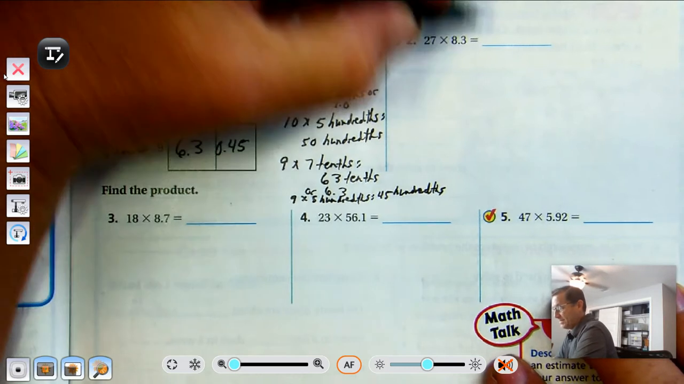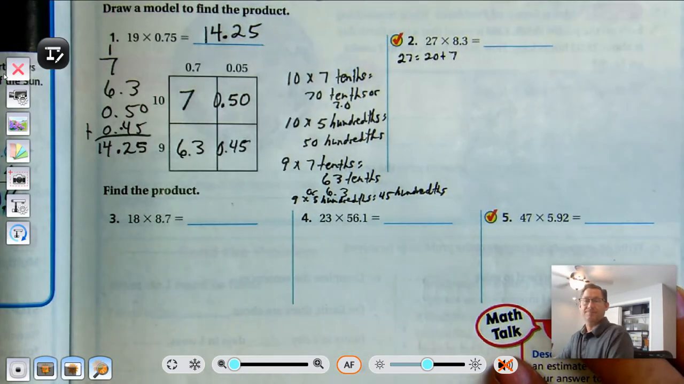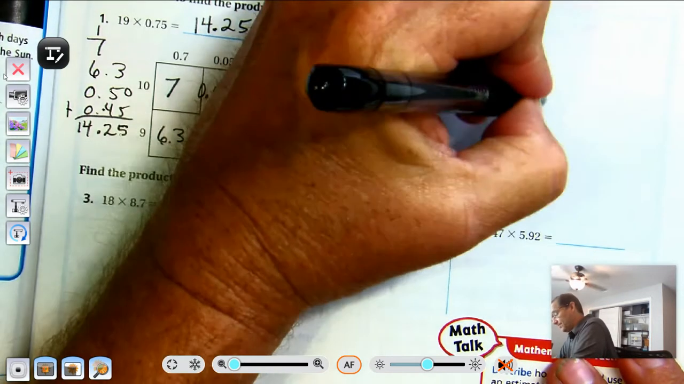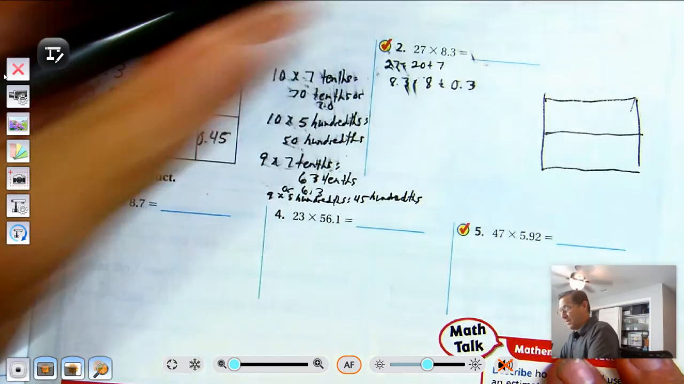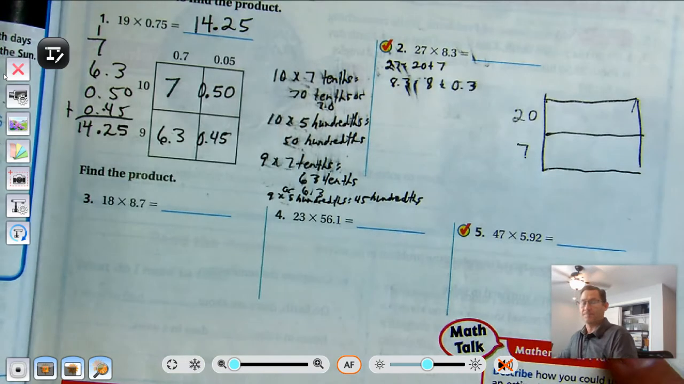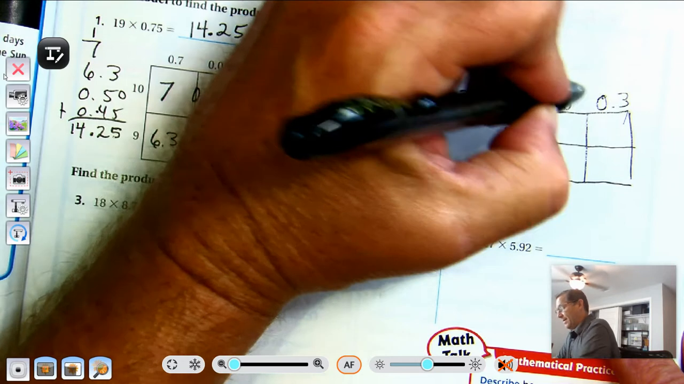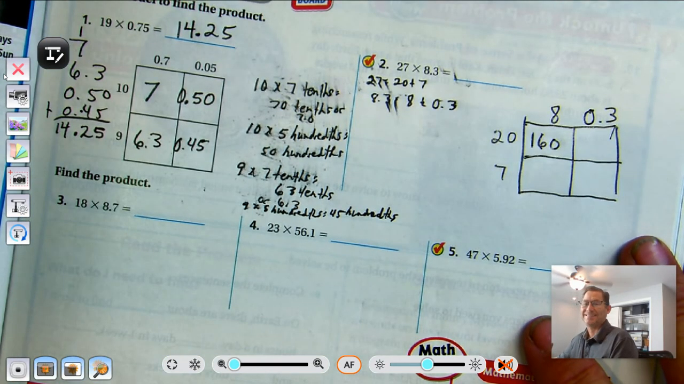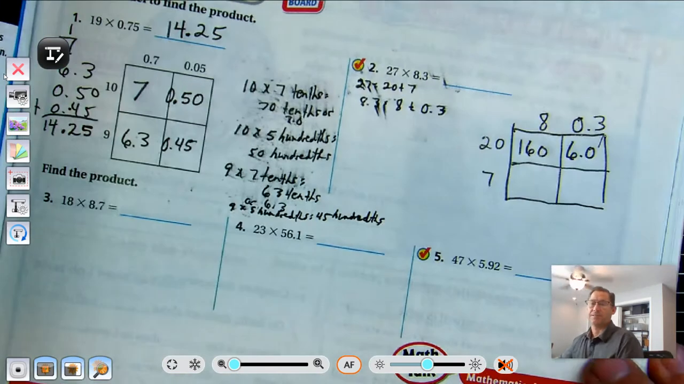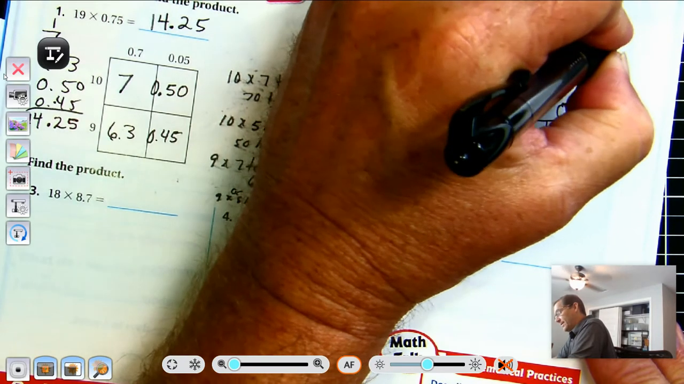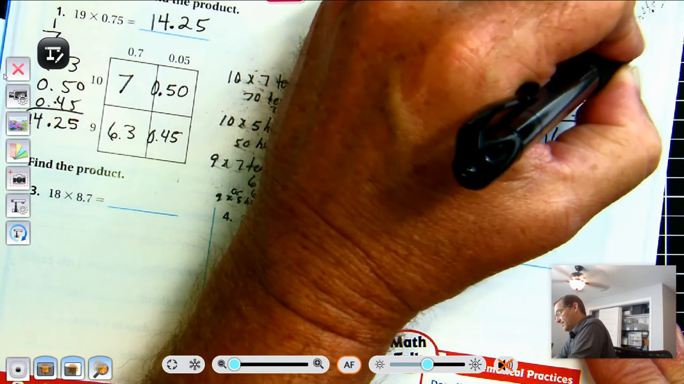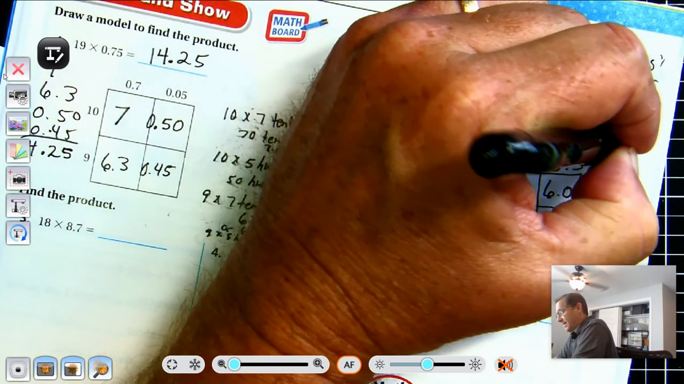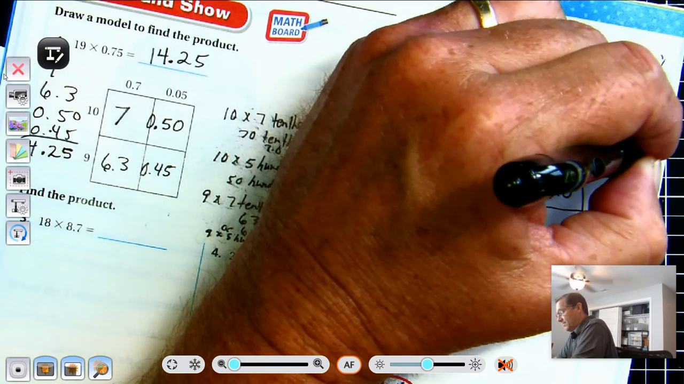So what is 27 in expanded form? 27 equals 20 plus 7, and 8 and 3 tenths equals 8 plus 3 tenths. So draw a model. And we're going to write 20 and 7, and across the top, we'll write 8 and 3 tenths. So 20 times 8 is 160. 20 times 3 tenths is 60 tenths, or 6.0. 8 times 7 is 56, and 7 times 3 tenths is 21 tenths, or 2.1.